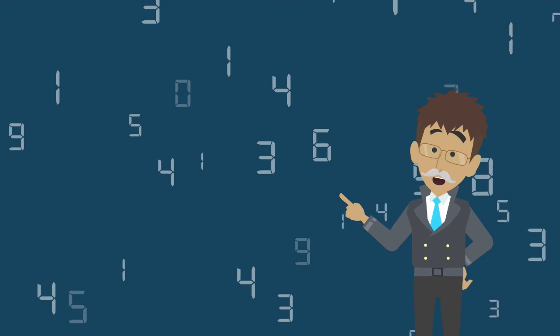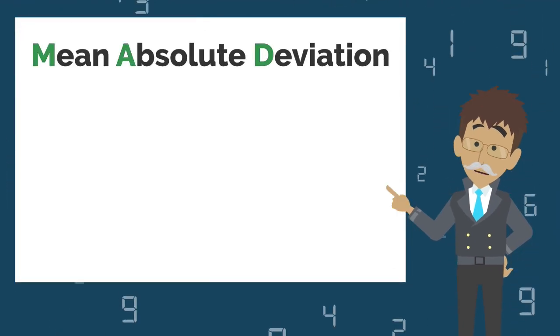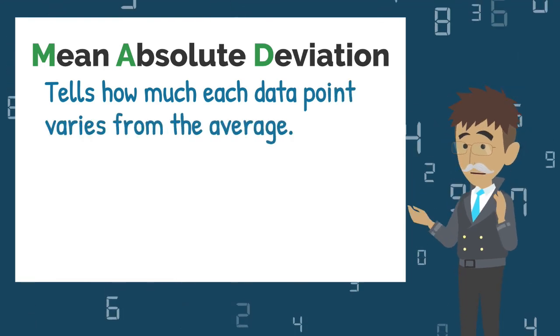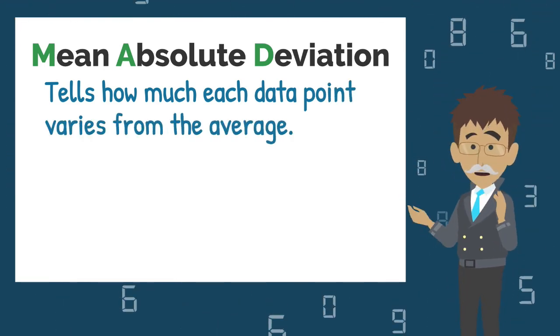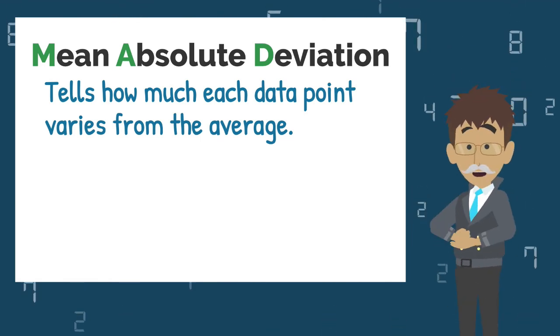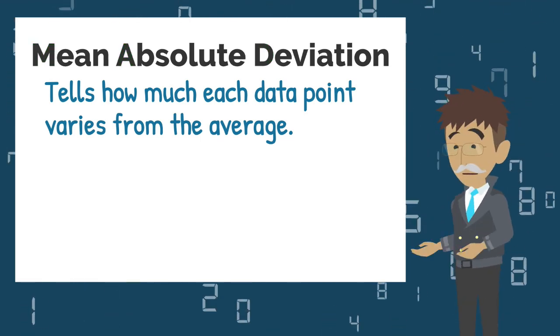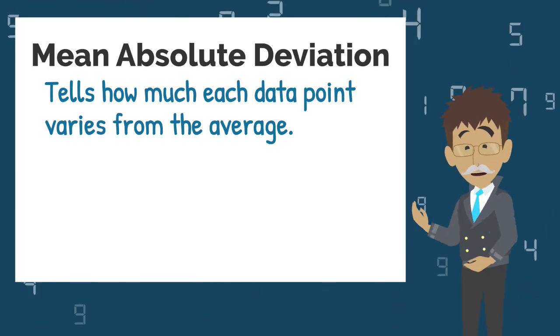One measure of variance is called the mean absolute deviation, or MAD. It tells us how much each data point varies from the average. The MAD is less sensitive to outliers than other measures of variance, making it a robust measure of variability for certain datasets. Mathematicians may not be the most creative with names, but that makes things straightforward in this case.